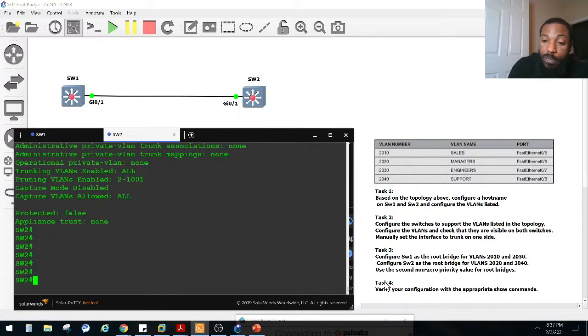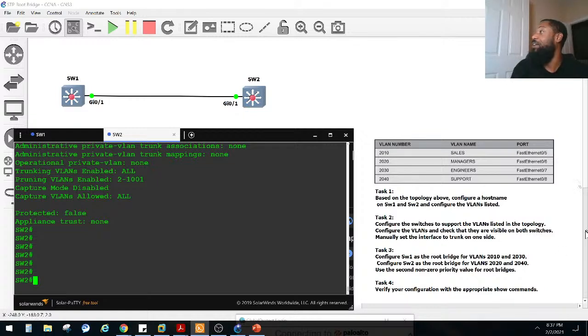Configure switch 1. Okay, this is what we came to do, I guess. Switch 1 as the root bridge for VLANs 2010 and 2030. And then configure switch 2 as the root bridge for VLANs 2020 and 2040. Use the second non-zero priority value for root bridges.